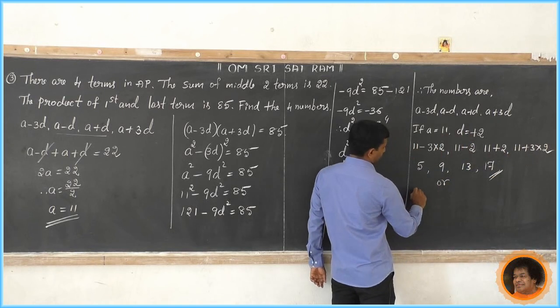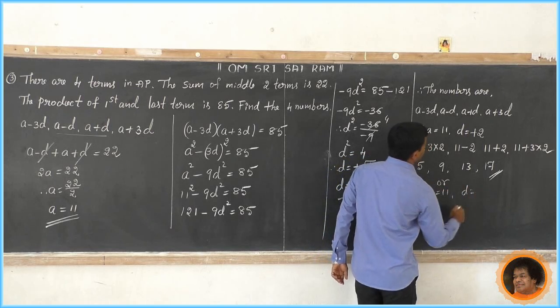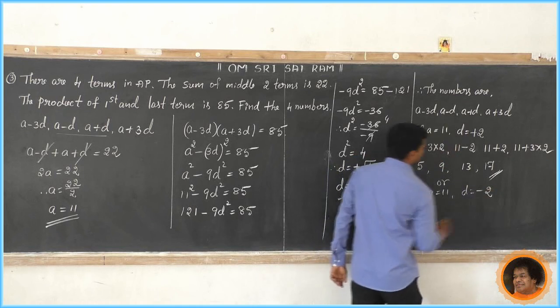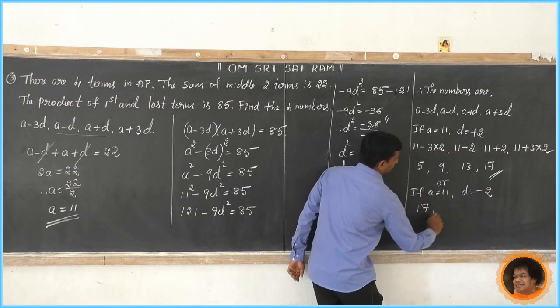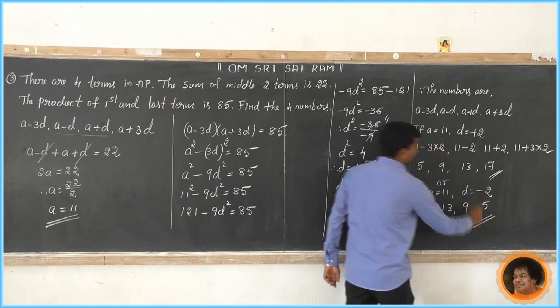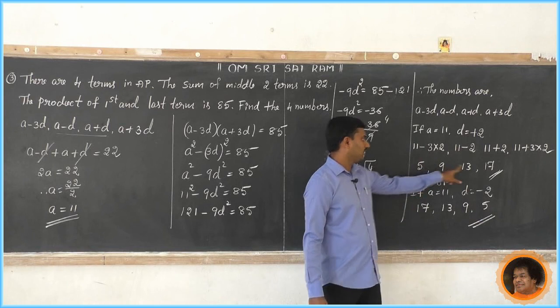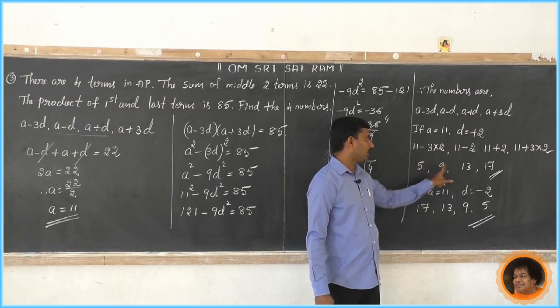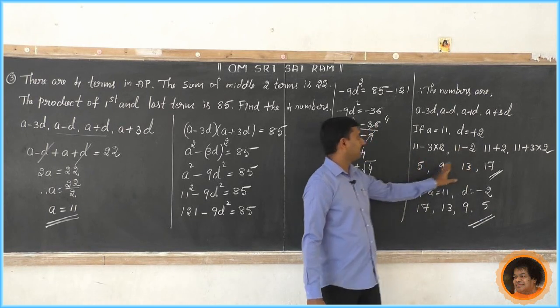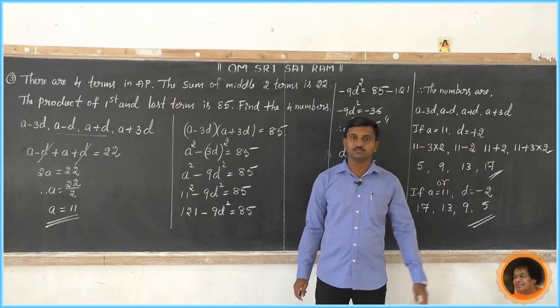Or one more possibility: if a equals 11 and d equals minus 2, the AP becomes 17, 13, 9, 5. These are the 4 terms which are in AP. 9 minus 5 is 4, 13 minus 9 is 4, so the common difference is the same. Hence 5, 9, 13, 17 are in AP. Now check whether the answer is correct or wrong.